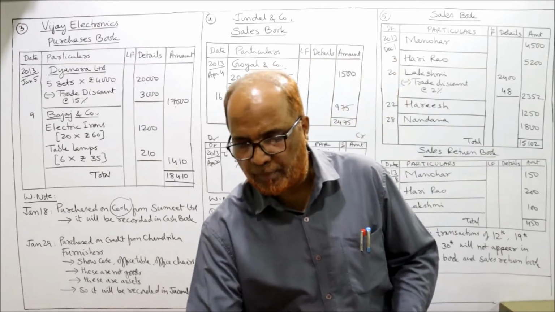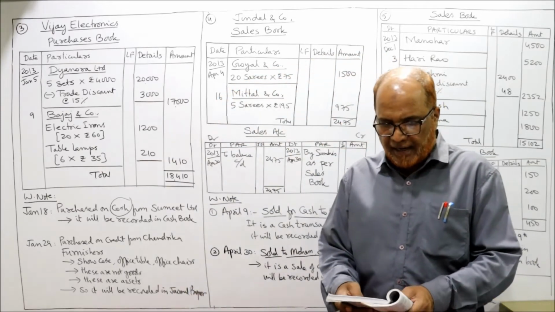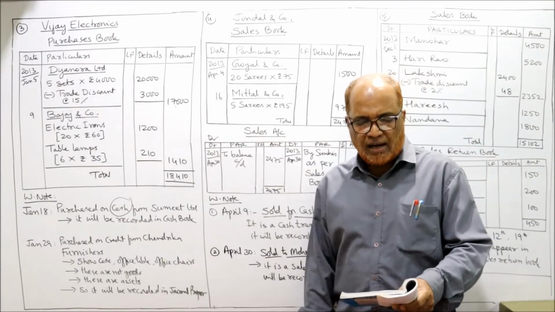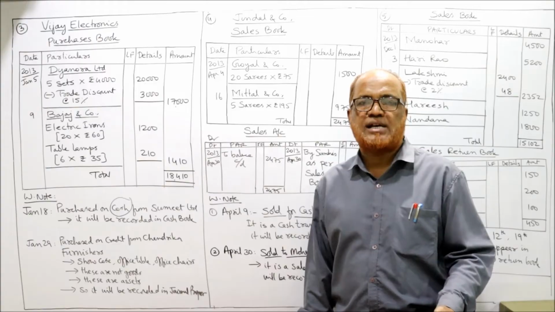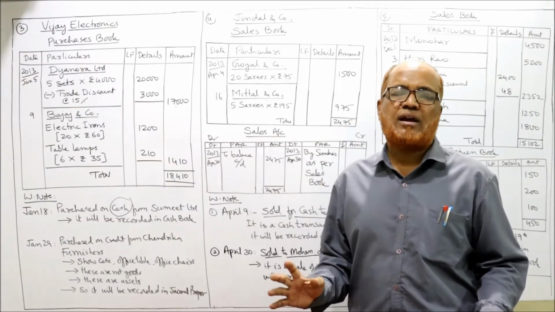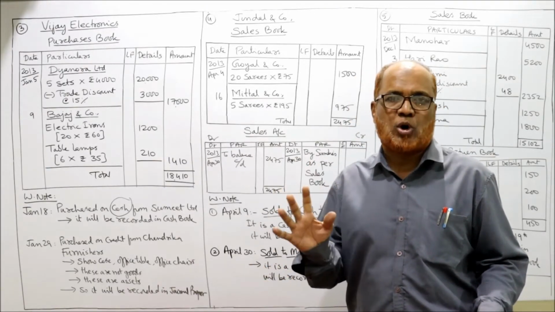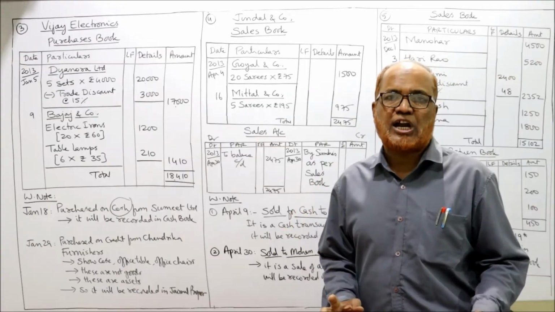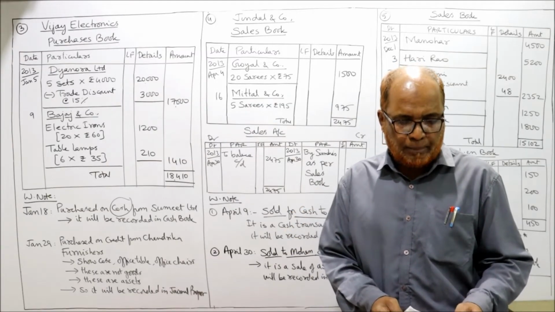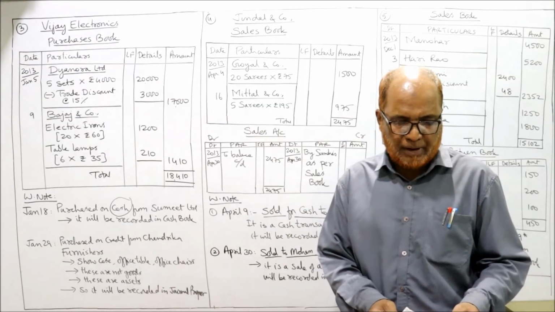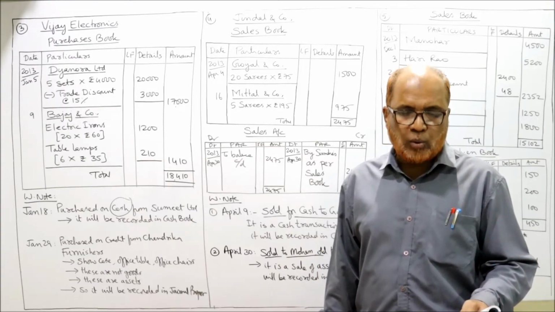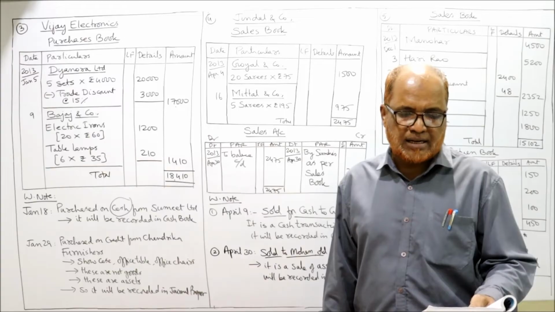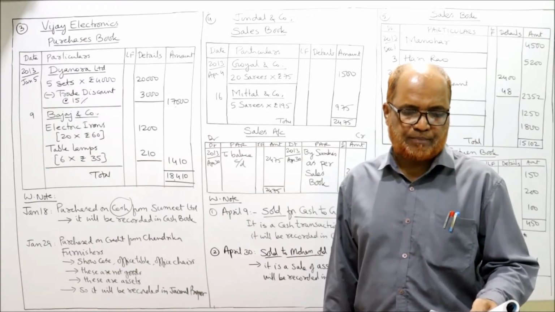Next, fourth problem. Enter the following transactions of Jindal Company in the sales book and show the posting to the sales account. So we are required to make only the sales book and we have to make a ledger account, the sales account. April 2013, April 4th, sold goods to Goyal and Company, 20 polyester saris at rupees 75 each.